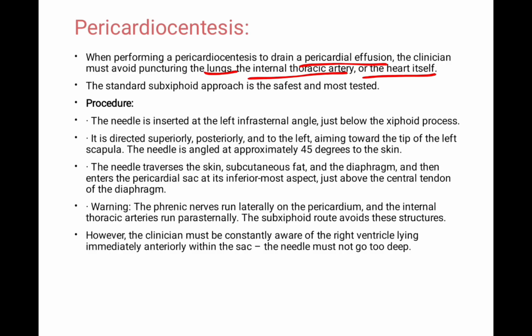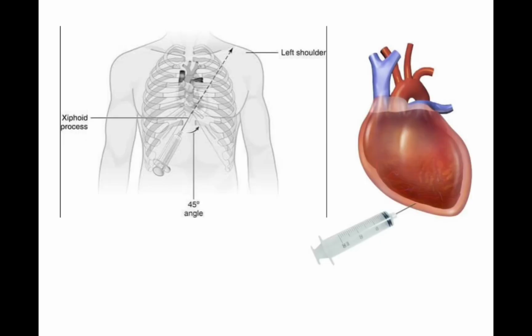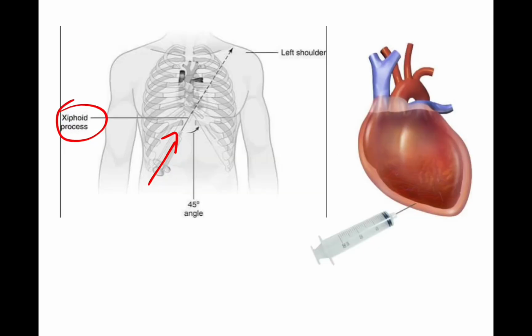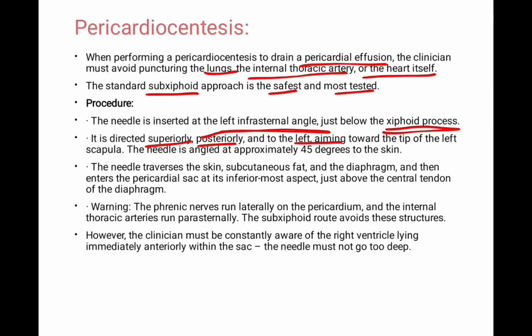The standard subxiphoid approach is the safest and most tested approach, where one approaches the heart from this direction. It's called the subxiphoid approach, from the xiphoid process of the sternum. The needle is inserted at the left infrasternal angle, just below the xiphoid process. It is directed superiorly, posteriorly, and to the left, aiming towards the tip of the left scapula. Put the needle as if you're aiming towards that direction.